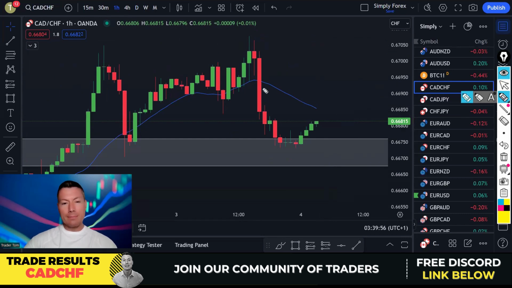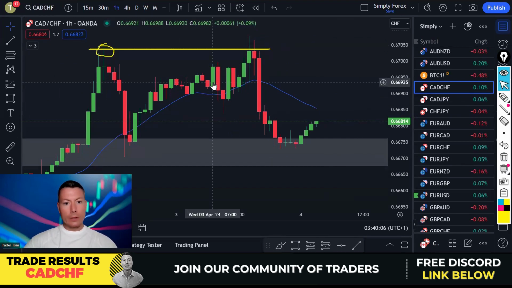Because we just never had much room to move into. Because you have to understand that we know this level here is potential resistance. So even when we got a nice bullish candle here, just not enough room to move into. Put our stop here, perhaps. Even got this bullish candle here, but again, just not enough room to move into.